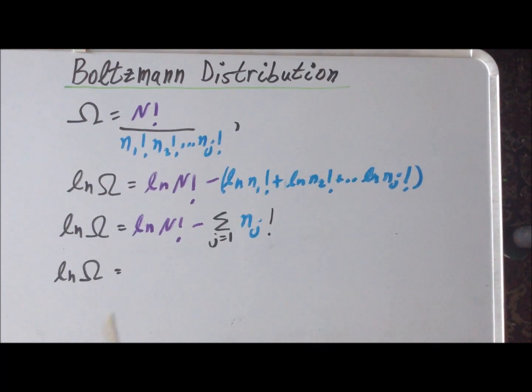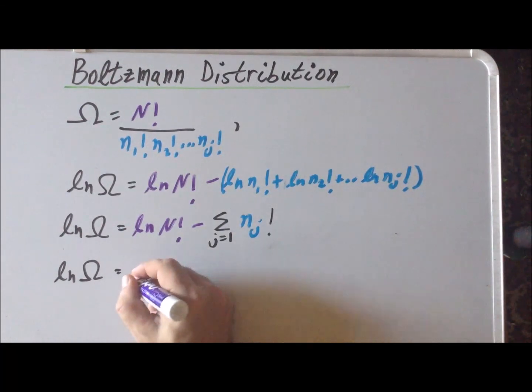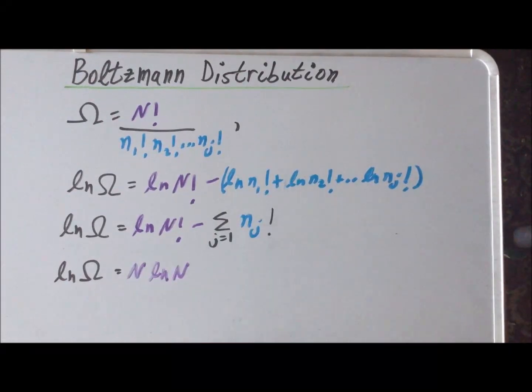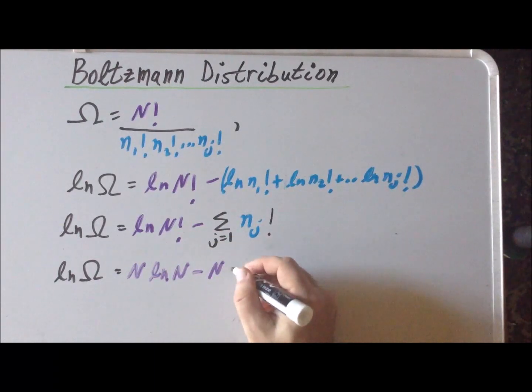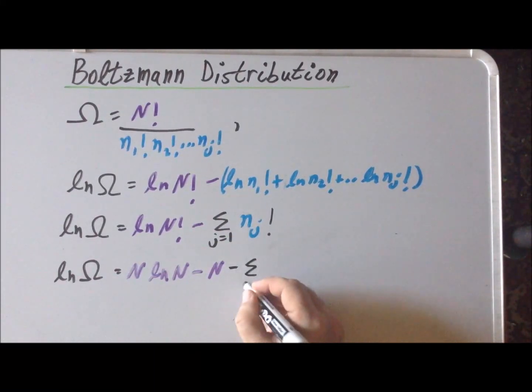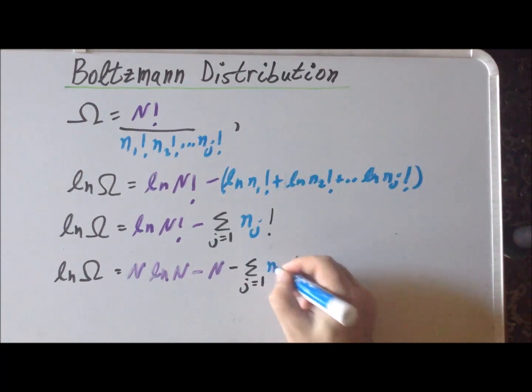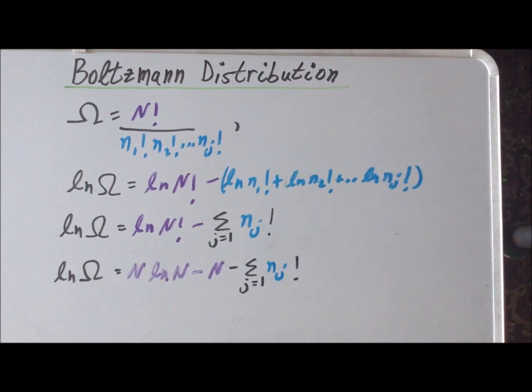Now we can apply Stirling's approximation for the natural log of capital N factorial. That's going to be N times the natural log of N minus N, and that's for this particular expression in purple. And then we have our summation, j equals 1, over the small n sub j's. So this is the expression, at least for now, that we're going to try to maximize.